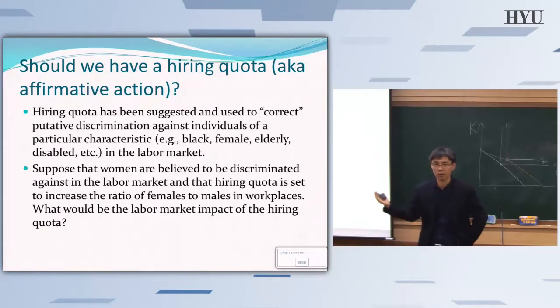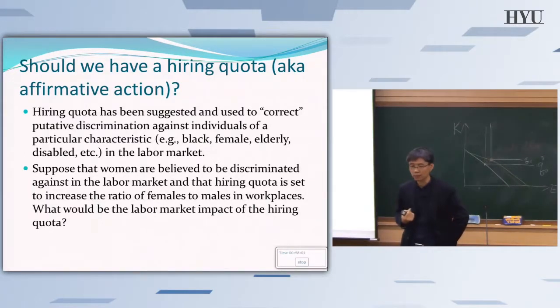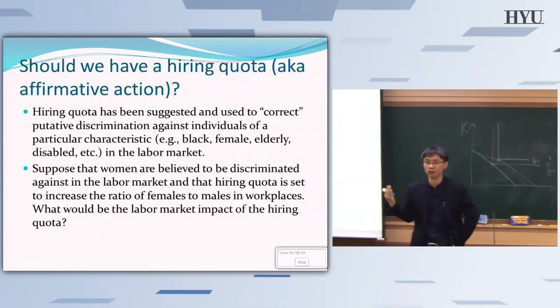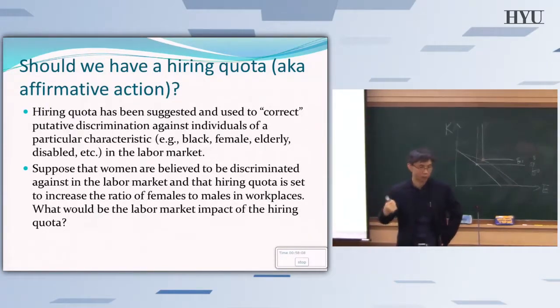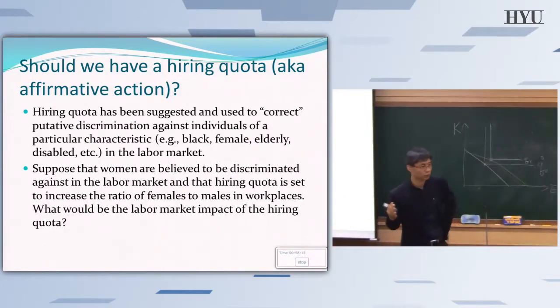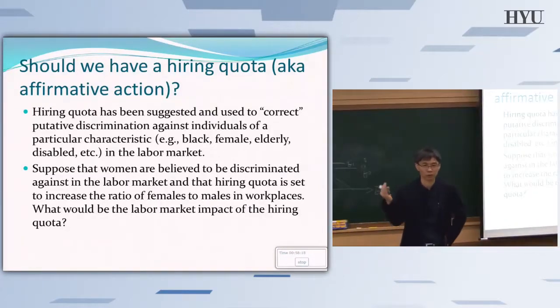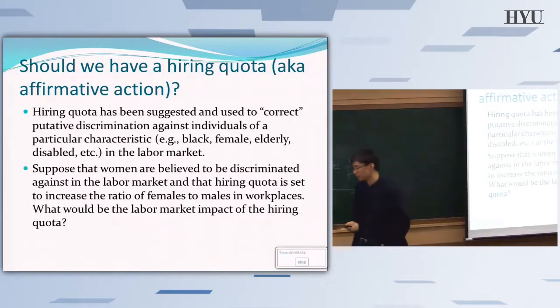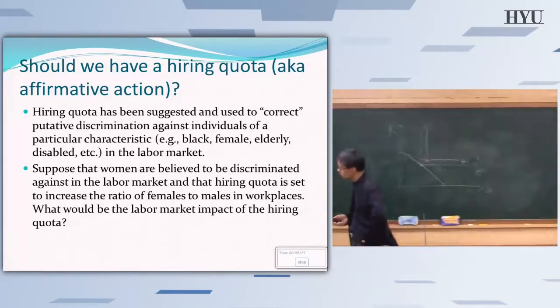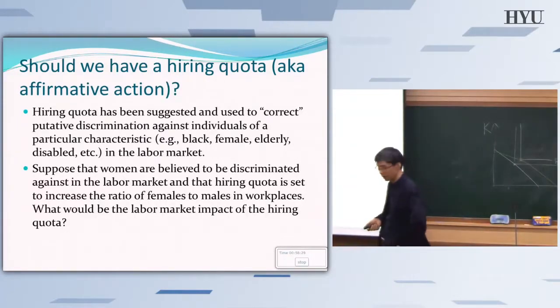Okay? So let's say the government says, you cannot do that. You have to hire at least 30% of your workforce from female. That's the hiring quota. Let's assume that they strictly enforce it. If they don't enforce it, then we don't have to think about it. But let's say they strictly enforce that 30% quota. Then what happens? What is the labor market impact? Good thing or bad thing?